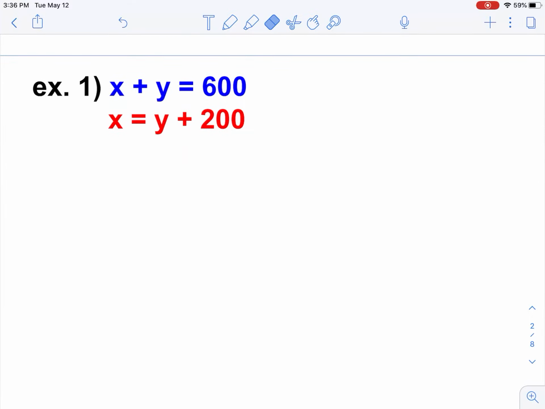Okay, here's our first equation. And you'll notice with substitution, for the system to be ready to go, you need to have at least one of the equations already solved for a variable. If you look at the red equation, you'll see that x is by itself on one side of the equal side, all by itself, so x equals. That means it's ready to go. So let's write these equations side by side.